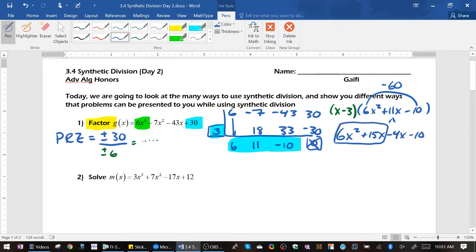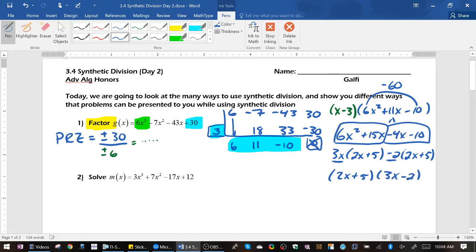Now I can group these. Out of the first two, I can take out a 3x, which will leave me with 2x plus 5. Out of the second grouping, I can take out a negative 2, which will leave me with 2x plus 5. Grouping worked because my parentheses matched up. So I get 2x plus 5. What's left over is my other factor, which is 3x minus 2. And then don't forget that x minus 3 in the beginning.